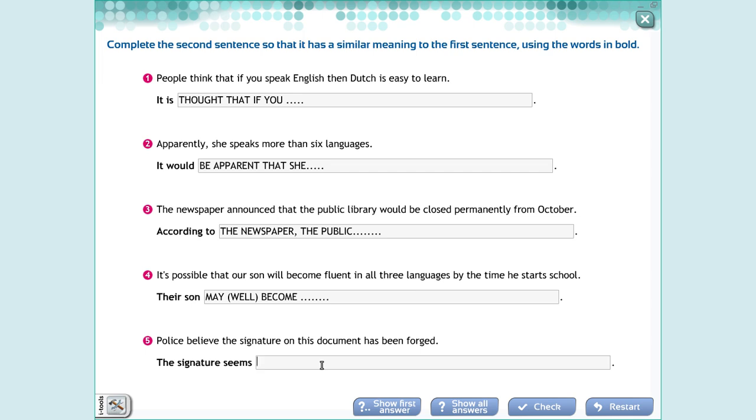Police believe the signature on this document has been forged. The signature seems to have been forged. Okay. Perfect.